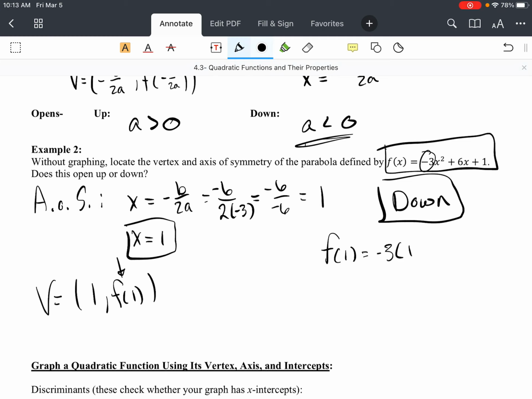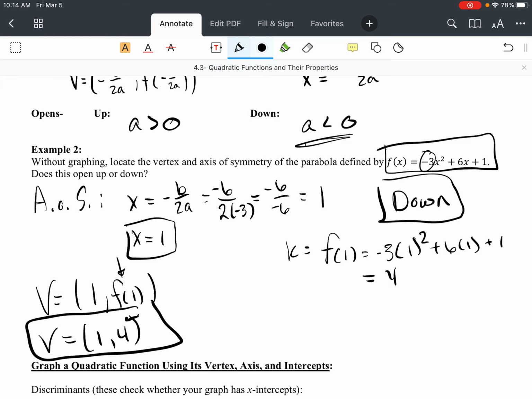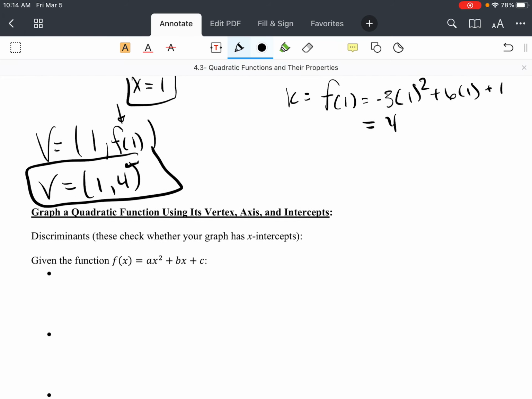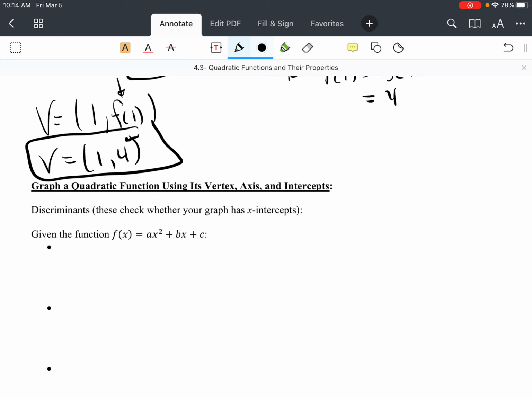So f of 1 equals -3 times 1 squared plus 6 times 1 plus 1. Calculating this, I'll leave that part up to you, but you should get 4 with me. So we can say that our vertex is equal to (1, 4). It takes a lot less calculation if you know what these equations are.